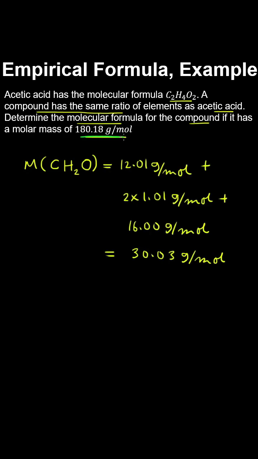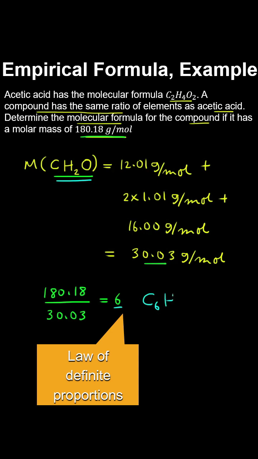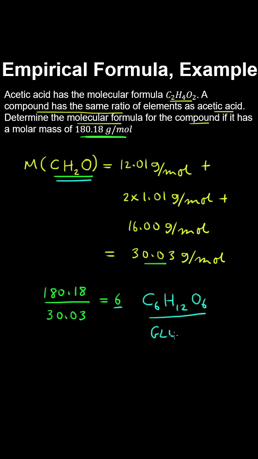And now we can divide the molar mass of our unknown compound by the molar mass of the compound given by this empirical formula. And therefore we can multiply each element in our empirical formula by 6, which maintains the ratio of elements. So this here is the molecular formula for glucose, which is our unknown compound.